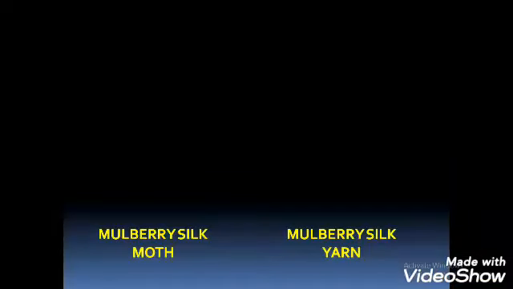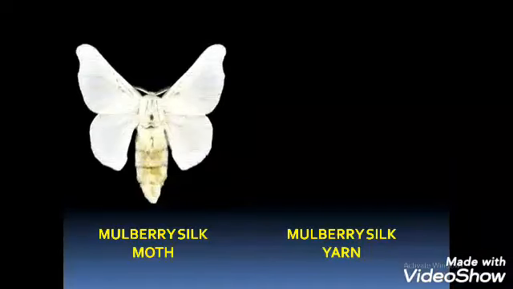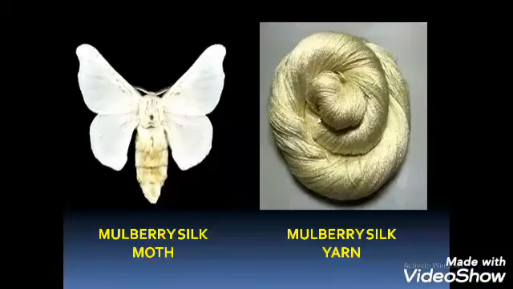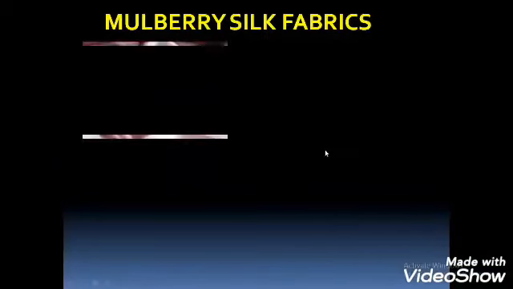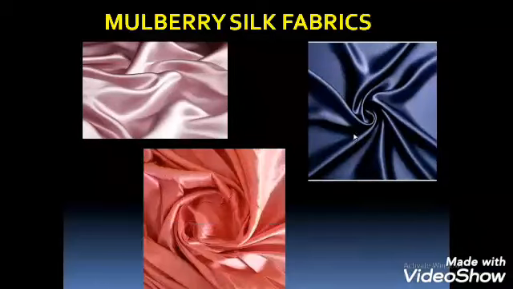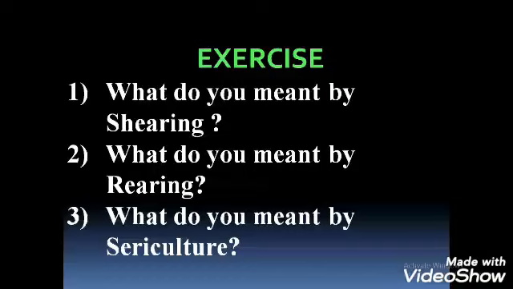This is the mulberry silk moth and this forms mulberry silk yarn. It is very lustrous, elastic, very soft and can be dyed into a variety of colors. These are the mulberry silk fabrics in different colors. Understand? Now we can move to the last session of this video exercise.